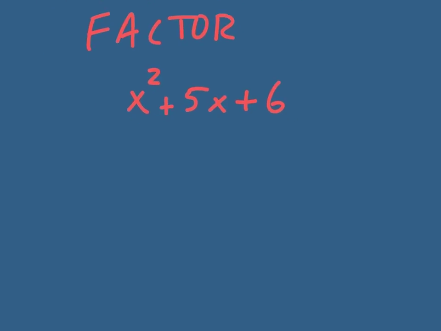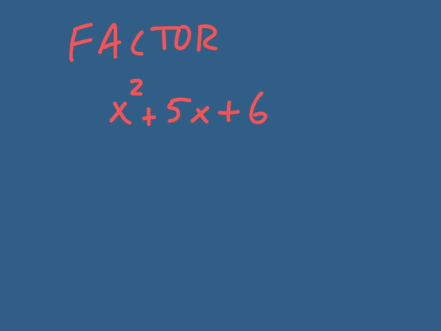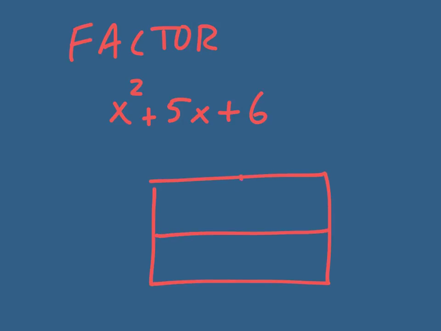In order to factor this, I'm going to create a box, and this is what I do every single time. What goes in the first box here is my x squared. So I have an x squared that goes in this box, and then my last term, 6, goes in this box. What I'm trying to do is figure out what values are going to go up here that will then multiply out to give me this.